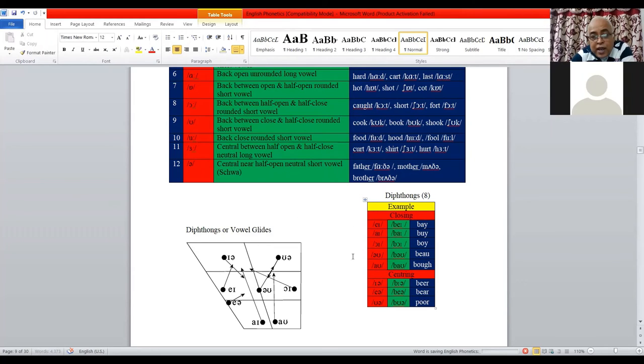So we've got 8 diphthongs and 12 vowels. So how many sounds are there in RP? We had 24 consonant sounds. We had 12 pure vowels. And we have got 8 diphthongs. So it comes to 44 sounds. Anyone? Can you hear me? Abhishek? Sundrita? Yes, sir. Yeah. There are 44 sounds in English received pronunciation, RP.